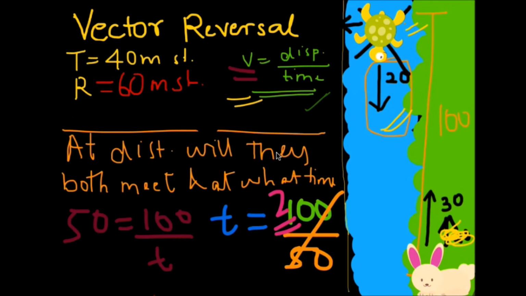Now it is 100 meters, 40 meters from the tortoise and 60 meters from the rabbit. It's the same position somewhere over here. So we see that they both meet at a fixed point at a fixed time. And we have just solved this question using the vector reversal method.